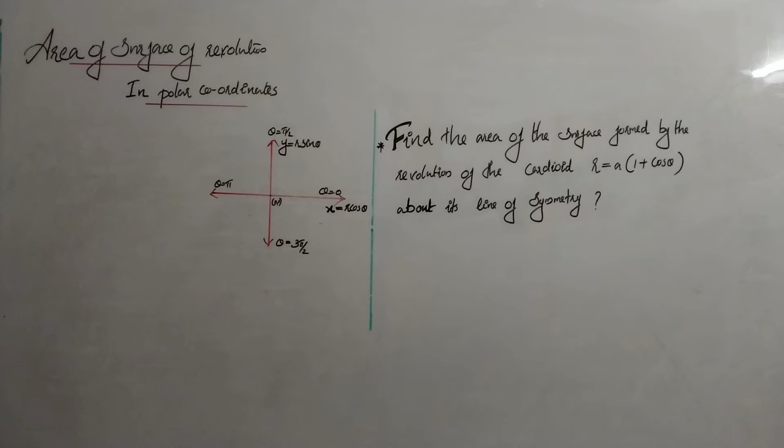Find the area of the surface formed by the revolution of the cardioid r is equal to a into 1 plus cos theta about its line of symmetry. Let's see how we can solve this problem.